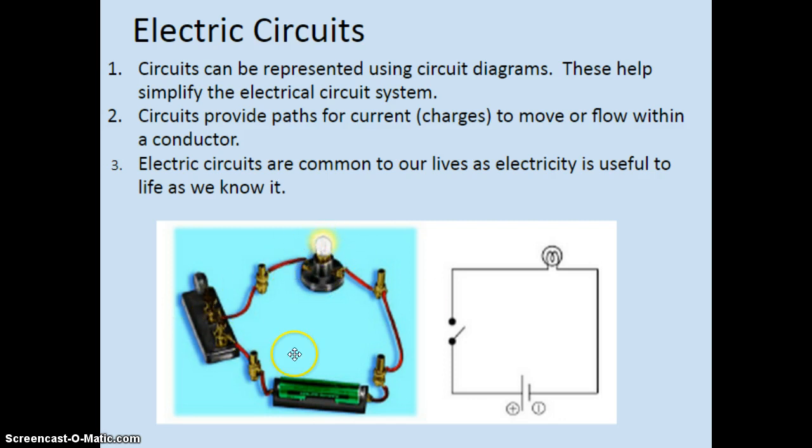Here we have an electric circuit. We have a light bulb, we have a battery, we have a wire, and we have what's called a switch. And we'll be able to draw this with the circuit diagram. Here's our battery, here's a wire, here's a bulb, and here's a switch.